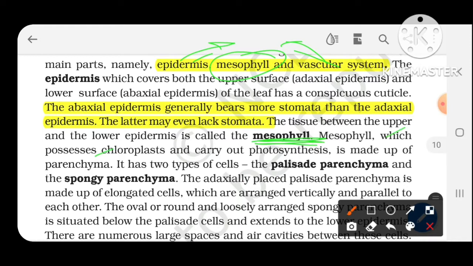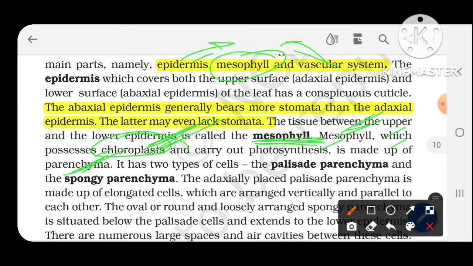This mesophyll, which possesses chloroplast and carries out photosynthesis, is made up of parenchyma. So we know that chlorophyll is present in the leaf, which helps in the process of photosynthesis, which helps to prepare the carbohydrate in the leaf, and that chloroplast is present in this mesophyll layer, and the cells of mesophyll are of a parenchymatous type, means it is made up of parenchyma tissue.